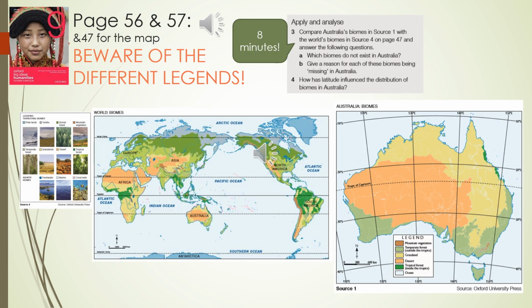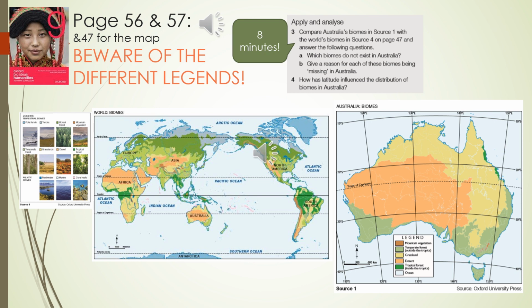Okay, here we have more work. What I'd like you to do here, again in 8 minutes, is compare Australia's biomes in source 1 with the world's biomes in source 4, which was on page 47 but is over here on your left, and I'd like you to answer the following questions.